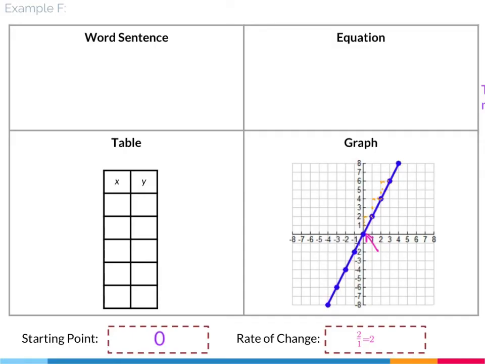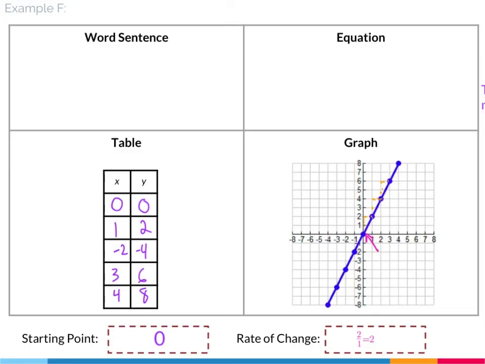Making the table is much easier here because we can just take points that were already on the graph. So we can see that 0, 0 is on our graph. We can see that 1, 2 is on our graph. We can see that -2, -4 is on our graph. We can see that 3, 6 is on our graph, and 4, 8 is on our graph. Are these the only points that were on our graph? No, I just selected a few points from the line and wrote them in the table. You could have selected any points that were on that line and put them in the table.